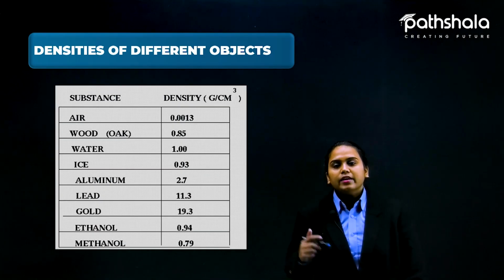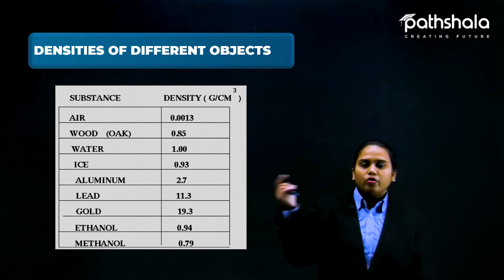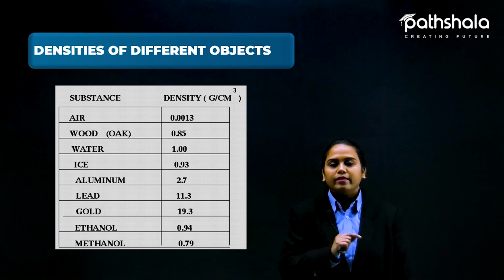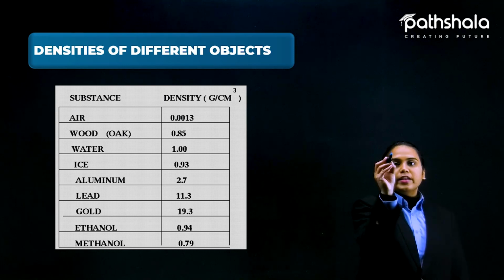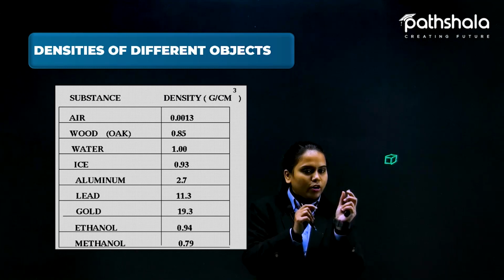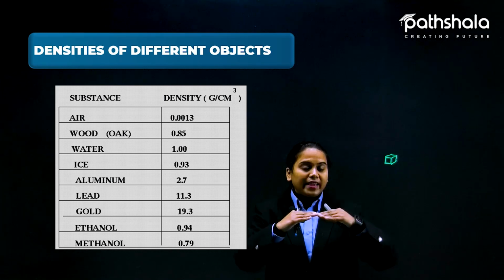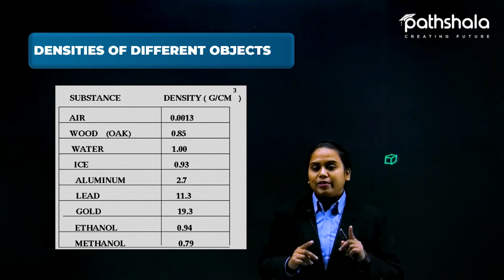Now students, here is a list of different densities of different objects. Let's suppose we have air here. Air is 0.0013 per centimeter cube. Centimeter cube means if you take a cube box, 1 centimeter, 1 centimeter, 1 centimeter, this is a very small cube, 1 centimeter cube. You can even measure it with your ruler. The length, breadth and height are all 1 centimeter. So this is 1 centimeter cube.